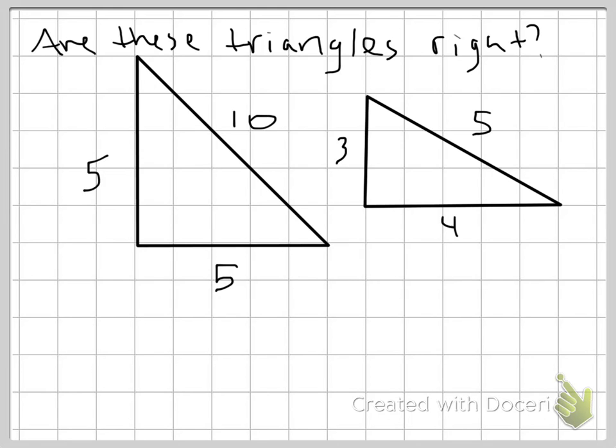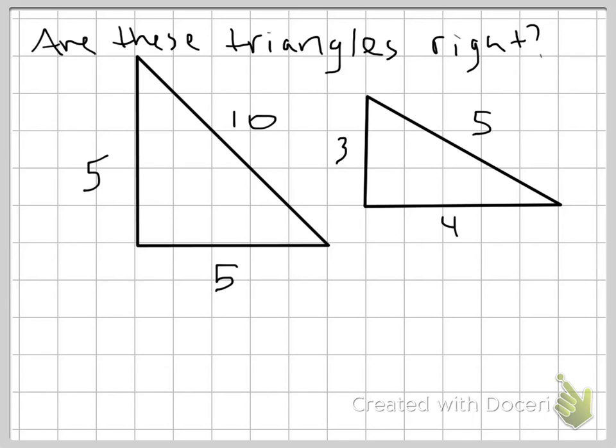If we plug those numbers into the Pythagorean theorem and it is true, then we have proved that it must be a right triangle. So that is called the converse of the Pythagorean theorem, basically working backwards to prove that a triangle is right. So we're going to show how to do that with these two triangles.